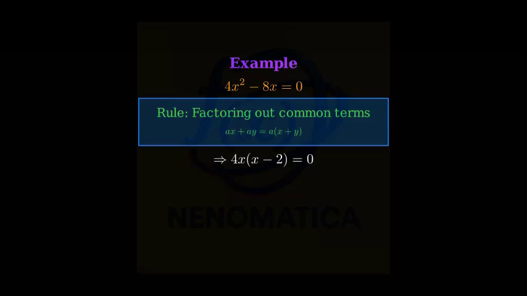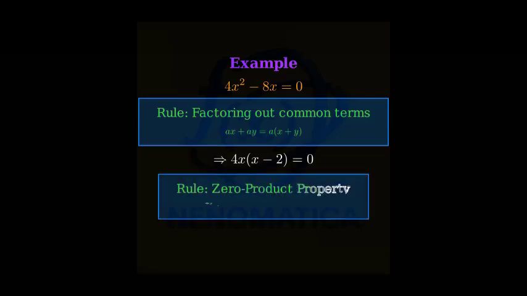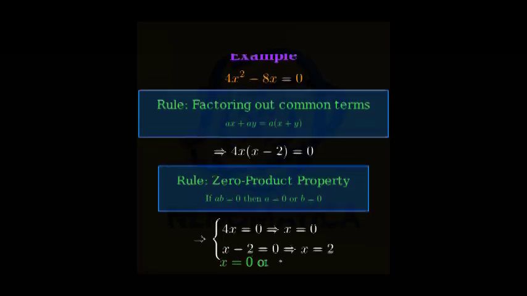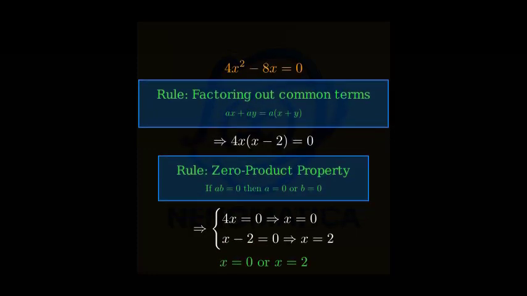Now, we'll use the zero product property, which states that if a product equals 0, then at least one of the factors must be 0. So we have two cases, either 4x equals 0, which means x equals 0, or x minus 2 equals 0, which means x equals 2. So, our solutions for this equation are x equals 0 and x equals 2.